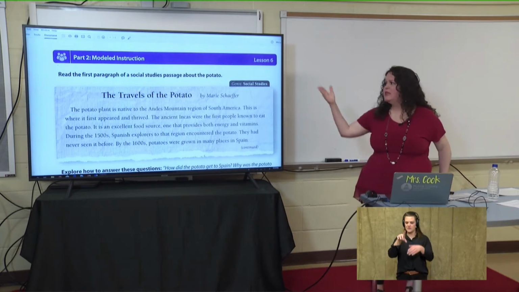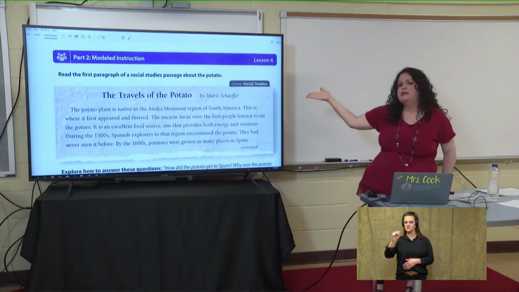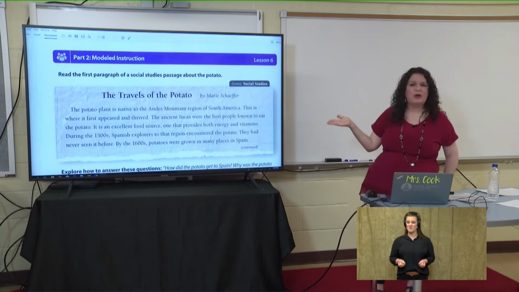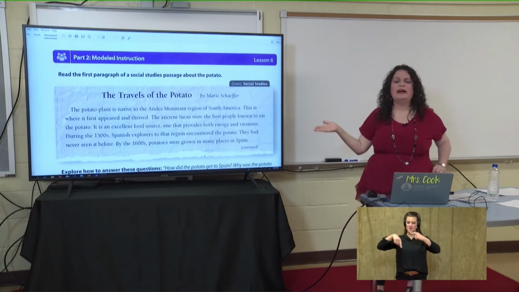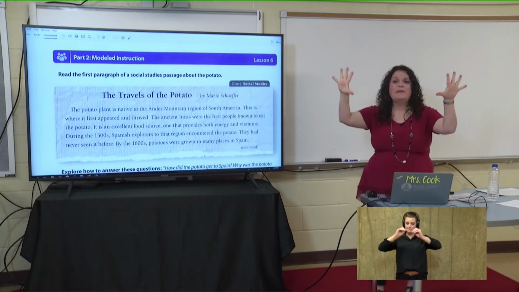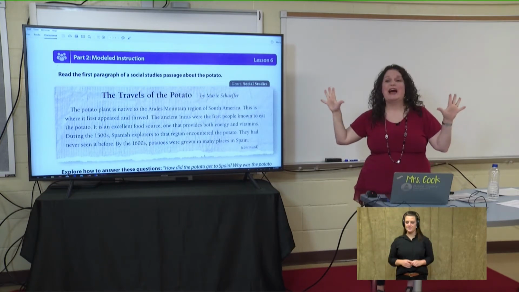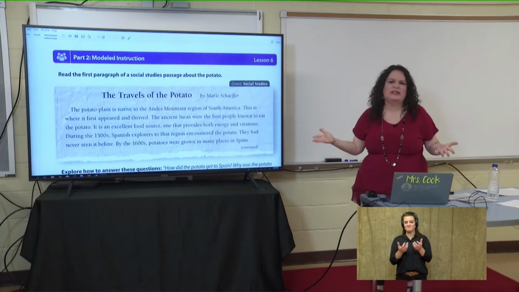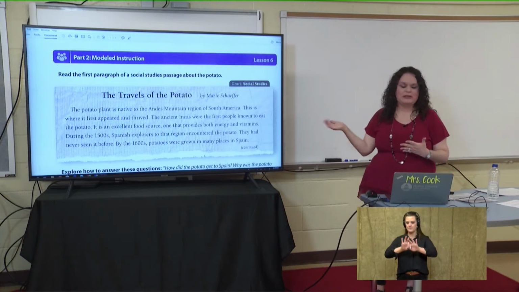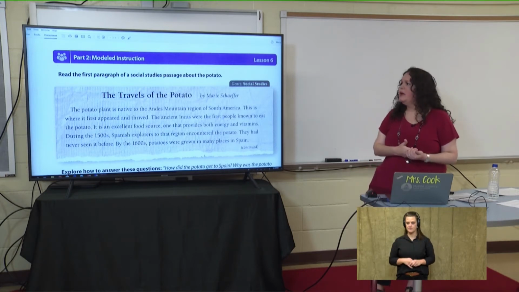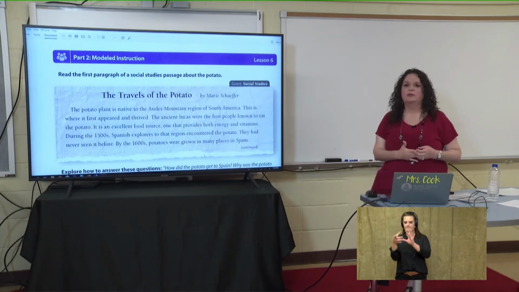And many times, as I'm looking at this page, the directions are even bolded. So when something is bolded, that tells me, look at me, look at me. And many times we skip over it. Please do not skip over the bolded text, in this case, the directions. So it says, read the first paragraph of a social studies passage about the potato.